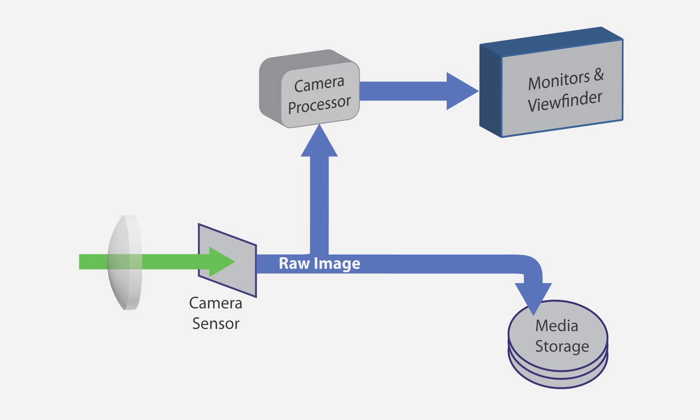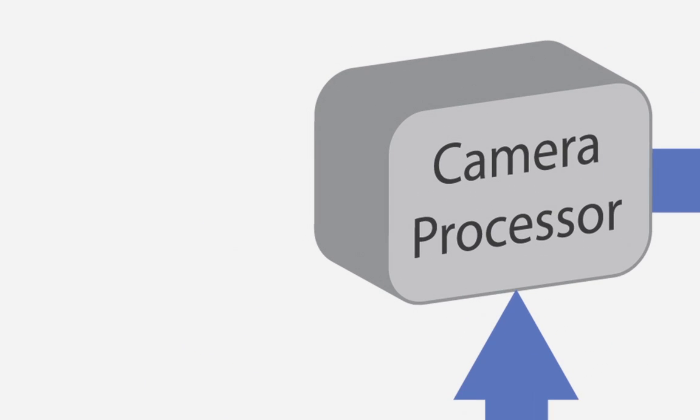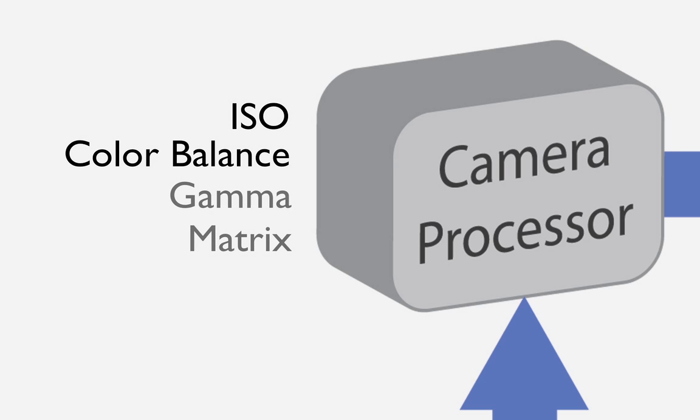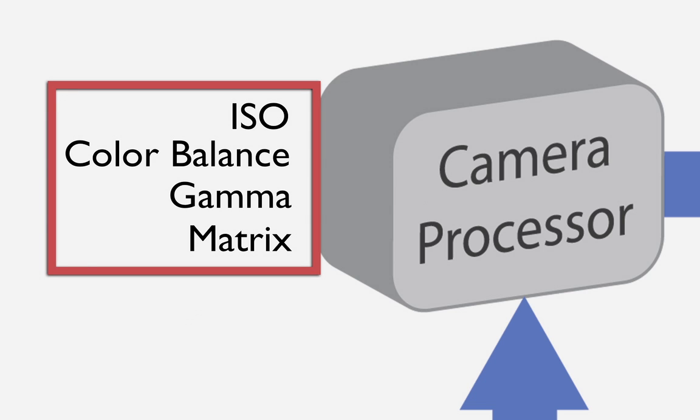The raw images are also sent to the internal processor for the monitors and viewfinder. This is what you affect when you change such things as the ISO selection on the camera, the color balance, be it daylight, tungsten, fluorescent, or whatever custom color balance you choose. Also, color alterations in the matrix, the gamma curve, color space, and so on. These are all recorded as metadata.